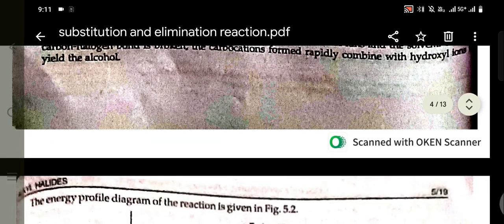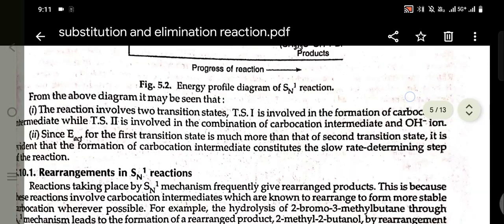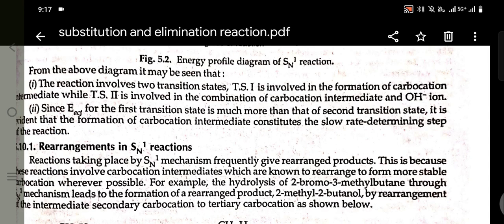Here is the energy profile diagram, and from this diagram it may be seen that the reaction involves two transition states. Transition state first is involved in the formation of the carbocation intermediate, while transition state second is involved in the combination of the carbocation intermediate and OH negative. Since E act for the first transition state is much more than that of the second transition state, it is evident that the formation of the carbocation intermediate constitutes the slow rate determining step of the reaction.